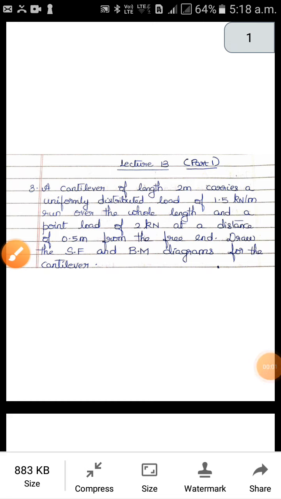Good morning, students. So today we'll see lecture 13. Here we'll solve a problem in cantilever. So I have two parts for this lecture. So I'm going to solve two problems. So see this problem. Sometimes they won't give you the diagram. You have to draw the diagram.